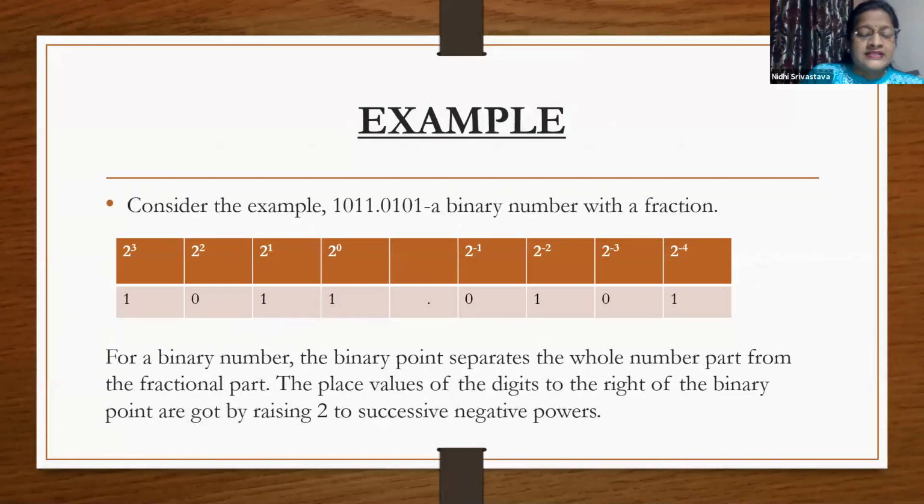Example, consider the example 1011.0101, a binary number with a fraction. This is the table which shows, for a binary number, the binary point separates the whole number part from the fractional part. The place values of the digits to the right of the binary point are got by raising 2 to successive negative powers.